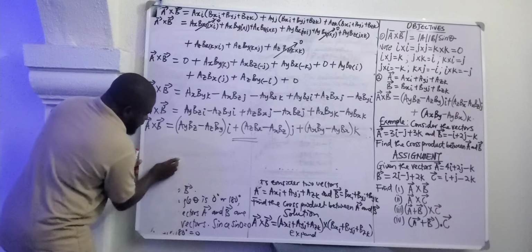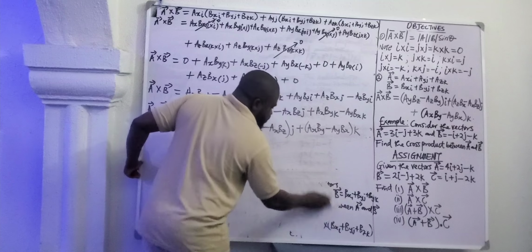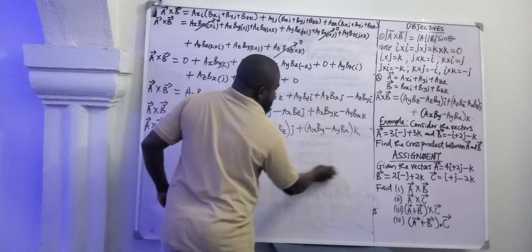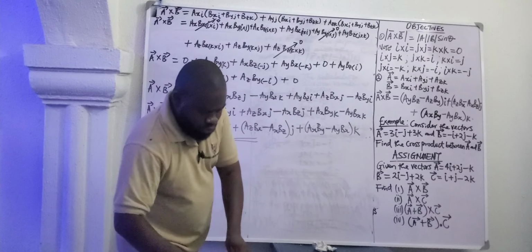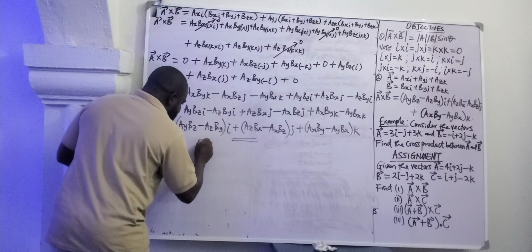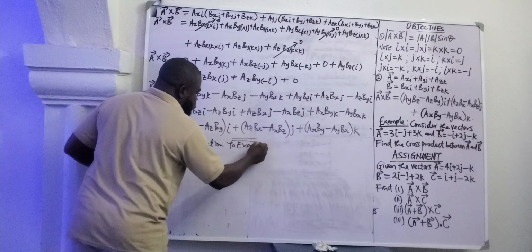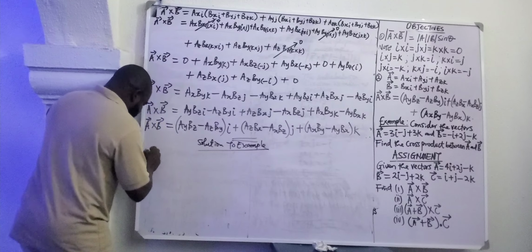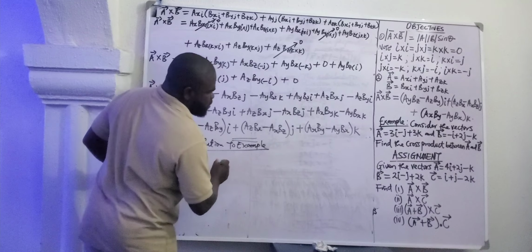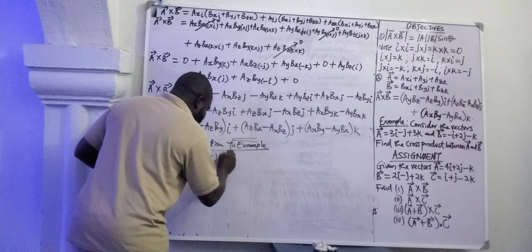Now is for us to apply what we have to solve specific examples. We use it to solve a specific example, and then you will do the assignment thereafter. So let's take the example, solution to example. So we are given vector A as 3i minus j plus 3k.